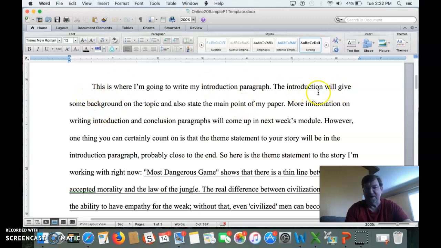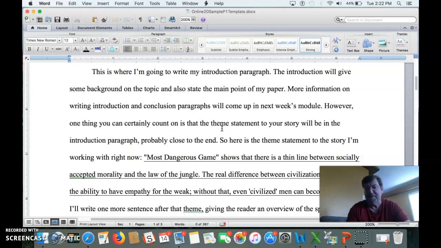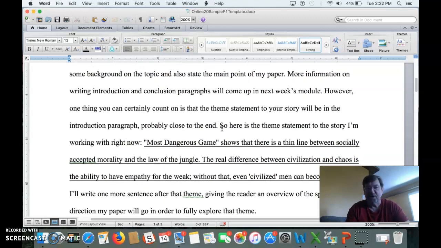This is where I would write my introduction paragraph. It'll give you background on the topic. More information on writing introduction and conclusion paragraphs comes in next week's module, et cetera. I just want to put a placeholder here. I'm not using any quotes in the introduction paragraph.